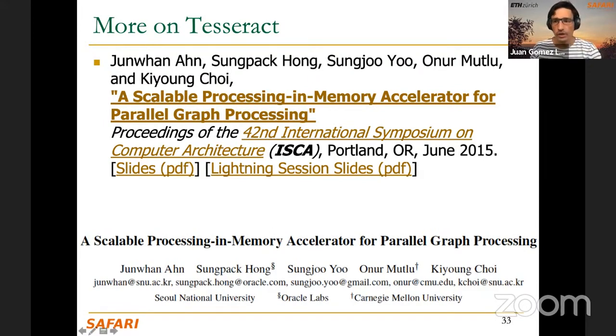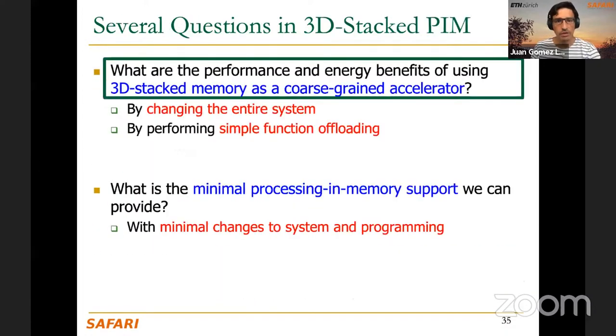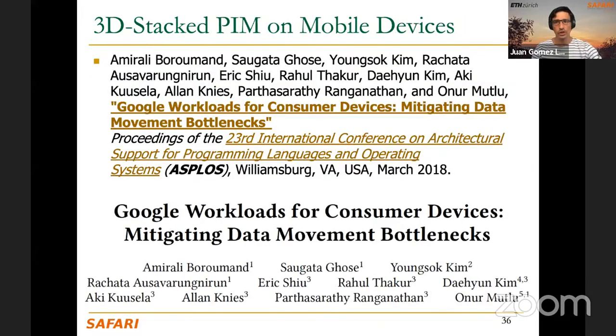Okay, so if there are no questions, then I'm going to continue. We are still in processing near memory. Now we talk about the next way of creating a coarse grain accelerator. And as I said, this is not going to be so much coarse grain because it's not a whole separate accelerator that changes a lot of things in the system. In this case, we are going to perform simple function offloading. So we are going to identify some functions or small kernels that can benefit from PIM, and those are the ones that we are going to offload to the memory side.